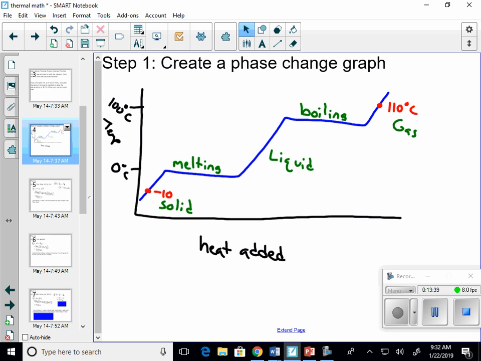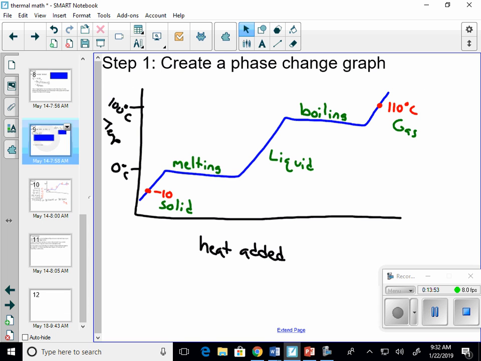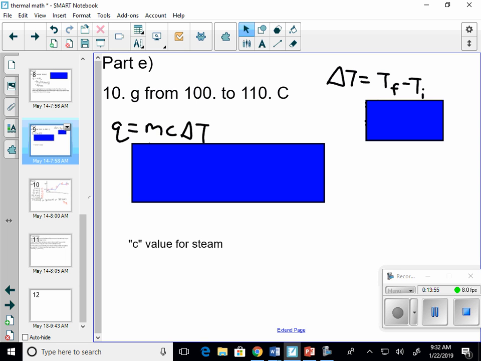Part C, heat up our liquid to 100. Part D, boil our liquid, turn it into a gas. Our last step is to heat our gas from 100 to 110. Whenever there's a temperature change involved, the slopes on our graph, we use Q equals MC delta T.